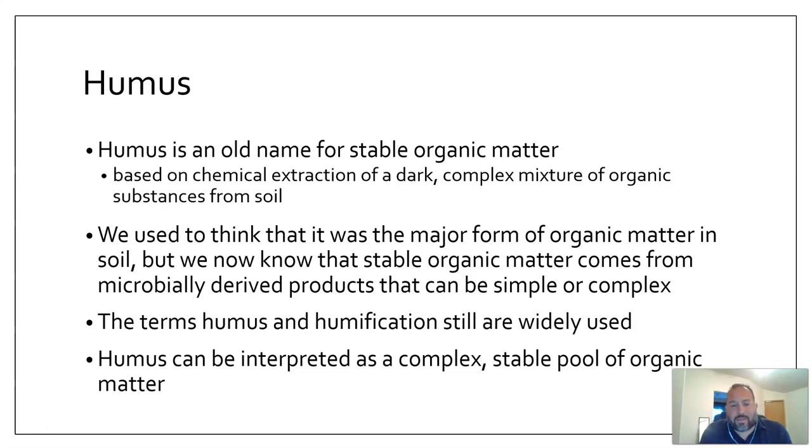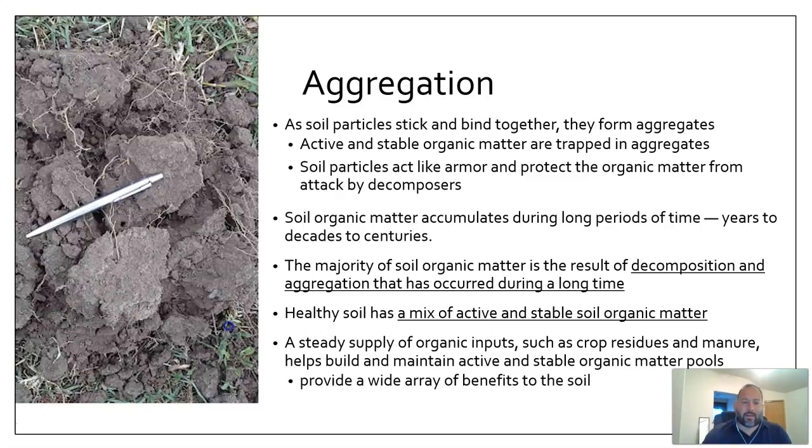Humus. We talked about humus in terms of organic matter. Humus is what they used to think stable organic matter was. But now it's a major form of organic matter in the soil, but stable organic matter comes from microbially derived products that can be simple or complex. And so humus is still used, and sometimes you'll see people talking interchangeably with stable organic matter and humus, but really humus is a complex stable pool of organic matter, but it's not saying the same thing as stable organic matter.